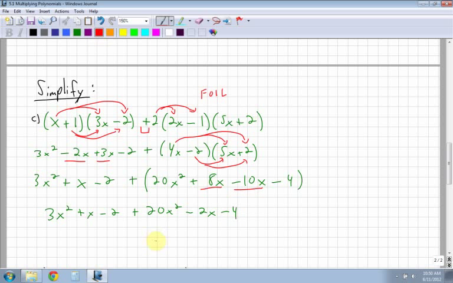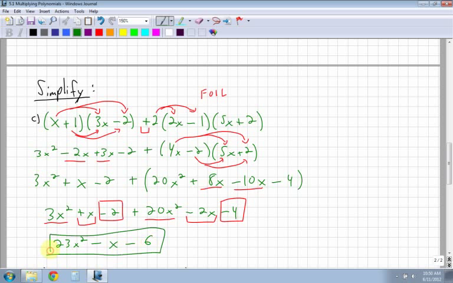Now I look for, again, any like terms. Do I have an x squared term? Yes. Do I have an x term? Yes. Do I have another single term on its own? Yes. So 3x squared plus 20x, it's a plus sign, is 23x squared. I have a positive x minus 2x, so that's going to be minus 1x. And then negative 2 minus 4. Negative 2 minus 4 is negative 6. And that's your final answer. Be careful. It's very, very common to make mistakes when you're adding and subtracting negatives.